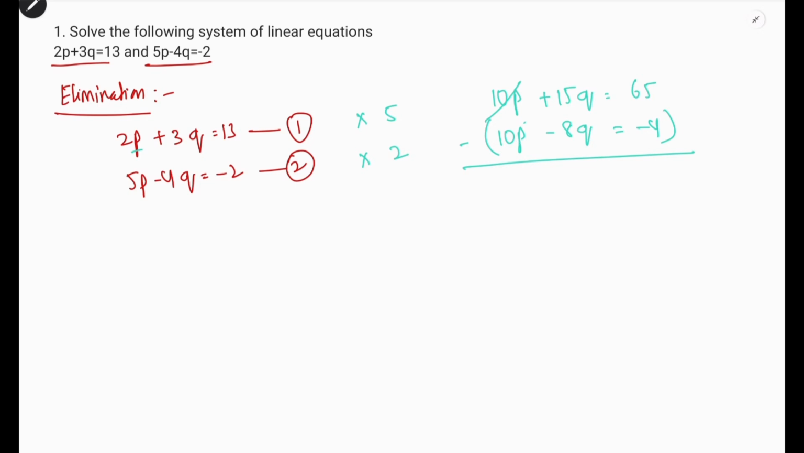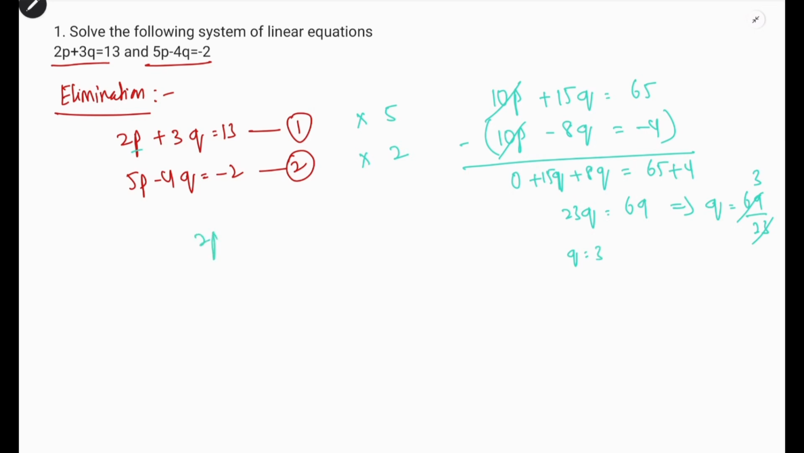I will get 10p minus 10p is 0 and 15q plus 8q. Here minus into minus will be plus. So 15q plus 8q is equal to 65 plus 4. It is 23q is equal to 69. Here we get q is equal to 69 by 23, it is 3.